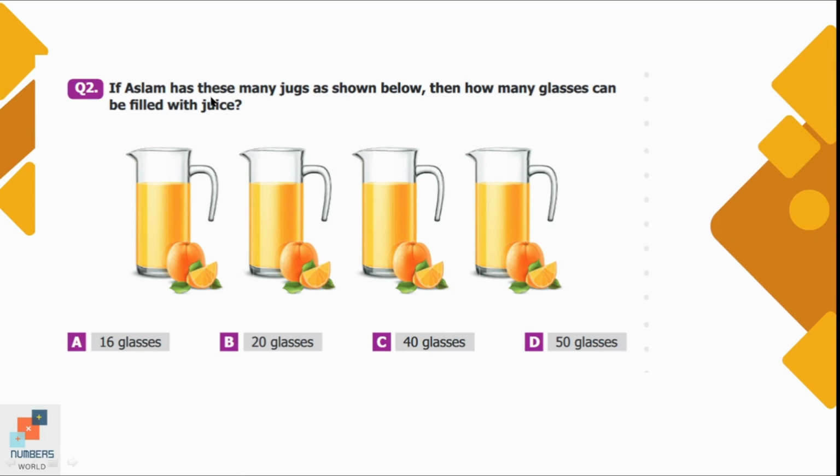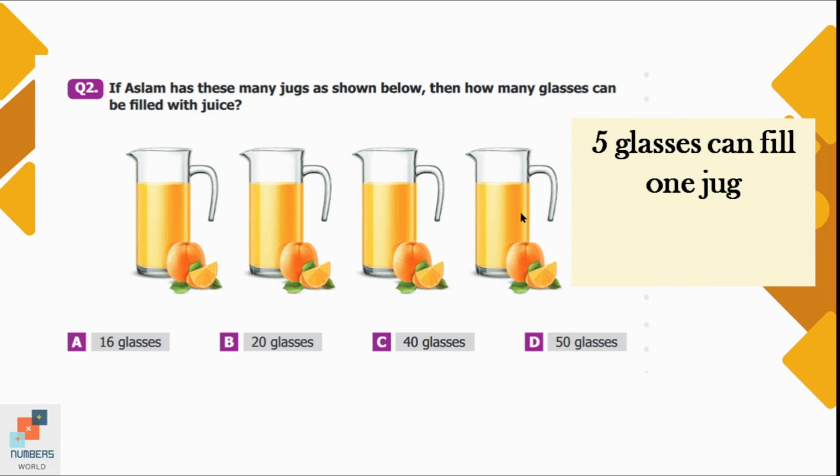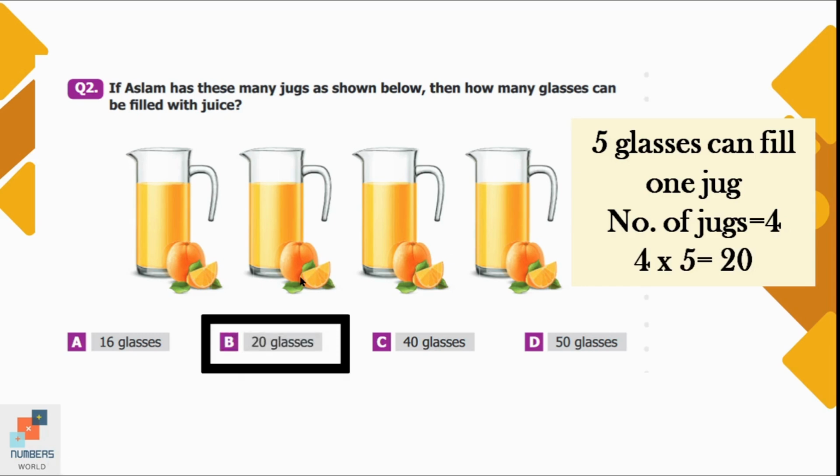Question number 2. If Aslam has these many jugs as shown below, then how many glasses can be filled with juice? So we know from the given information that 5 glasses can fill one jug. And there are 4 jugs in total. 5 4s are 20. He can fill these 4 jugs by using 20 glasses. So option B is the correct option here.